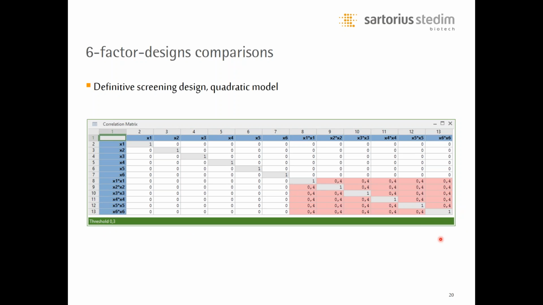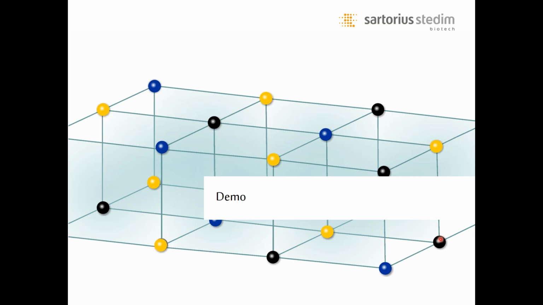Here we have the definitive screening design with the quadratic model. This is a design with comparatively few runs across these 6-factor comparisons. It is one of the designs with the smallest number of runs, but the price you pay is that the quadratic terms become significantly correlated in this case.